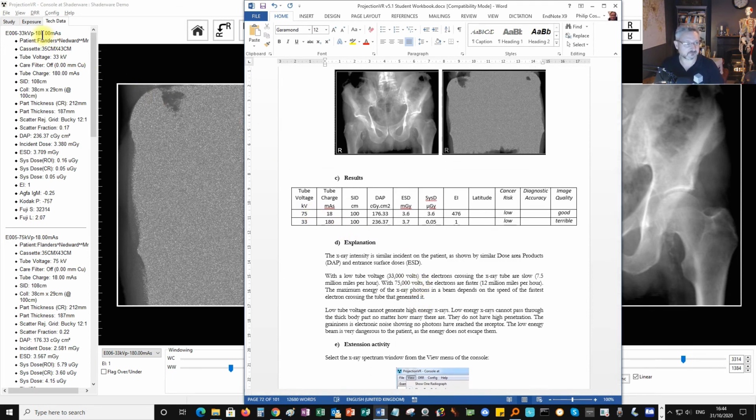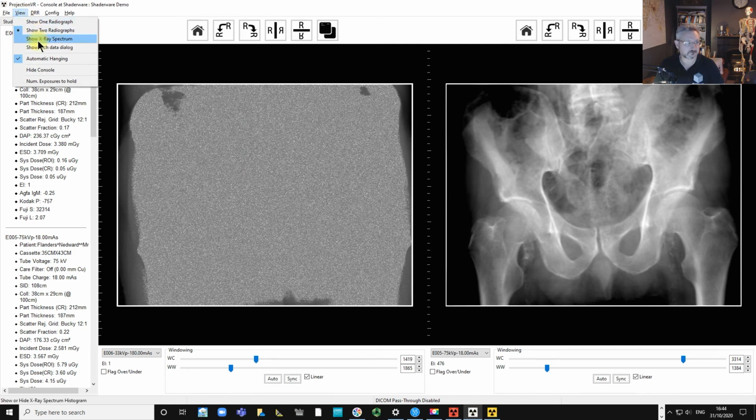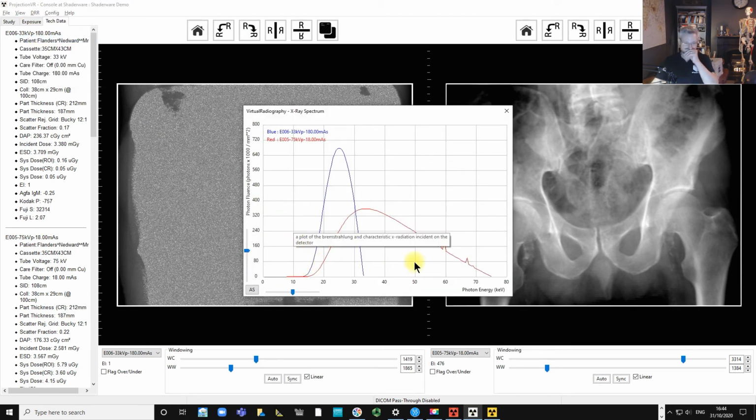And then it says just have a look at the X-ray spectrum to compare them. So this is a 75,000 volt beam, and you can see that it's got all these very high energy photons in it which can get through the patient. And this is the 33,000 volt beam, and you can see it's got a lot of photons in it, but all low energy, and none of these could actually get through the patient. They were all absorbed by photoelectric or by scattering events in the patient.